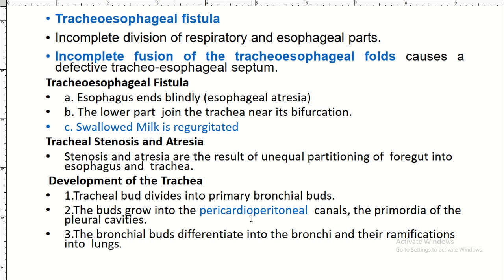Three, the bronchial bud differentiates into bronchi, right? And these bronchi will be growing into the pericardioperitoneal cavities, and then the bronchi is going to continue into the main bronchi. Because we're going to have the left and the right main bronchi. The right main bronchus will further divide into what we call segmental, or lobar or secondary bronchi.